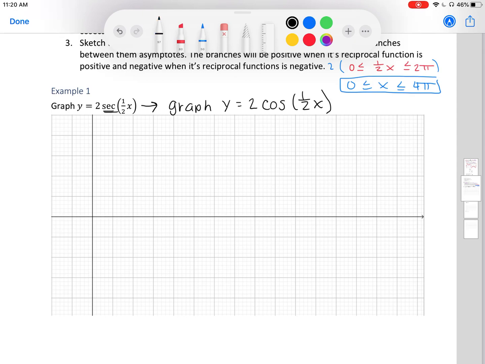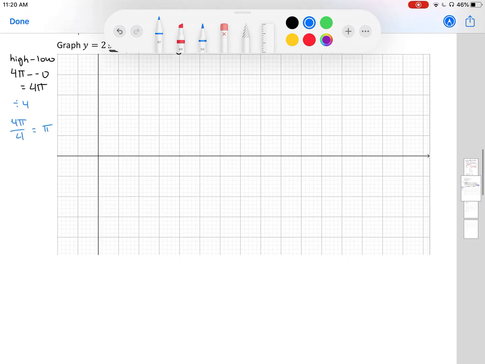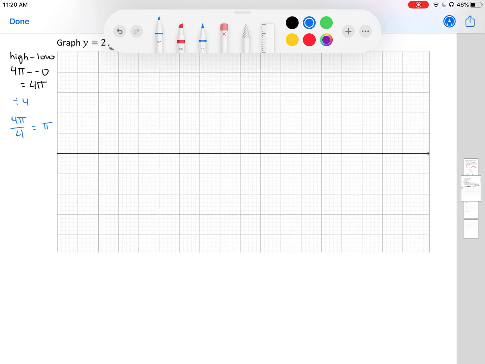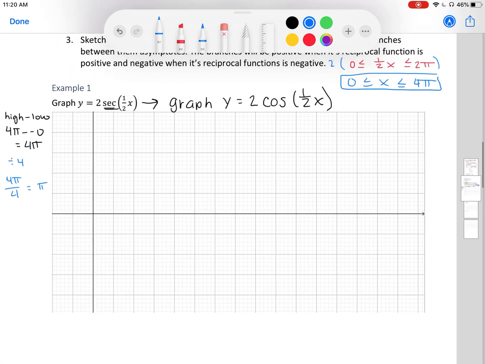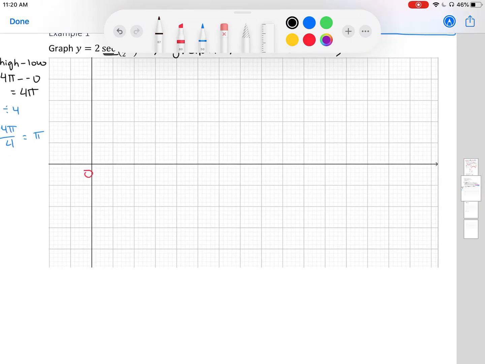To do that, let's subtract our high minus our low, high minus low. So I have 4 pi minus 0, which is just 4 pi. Now we're going to divide it by 4. So 4 pi divided by 4, we get pi. So the difference between each point will be pi. So I start at 0, and then the next one will be pi. Then we have 2 pi, 3 pi, and 4 pi.